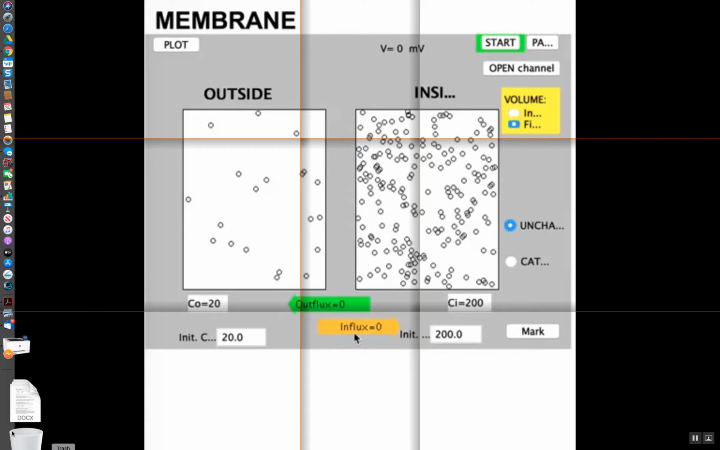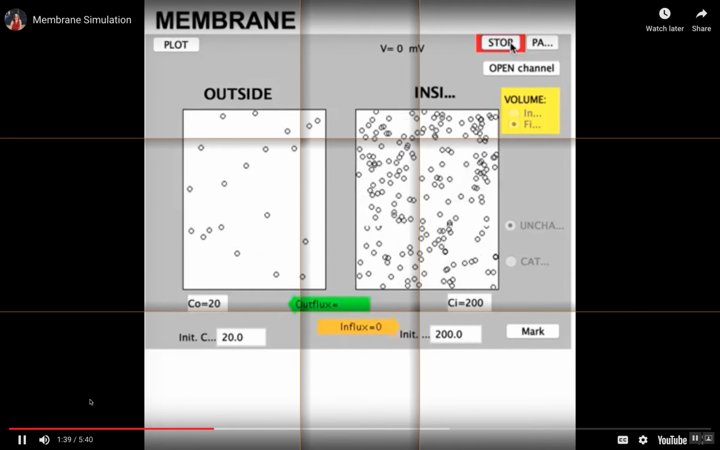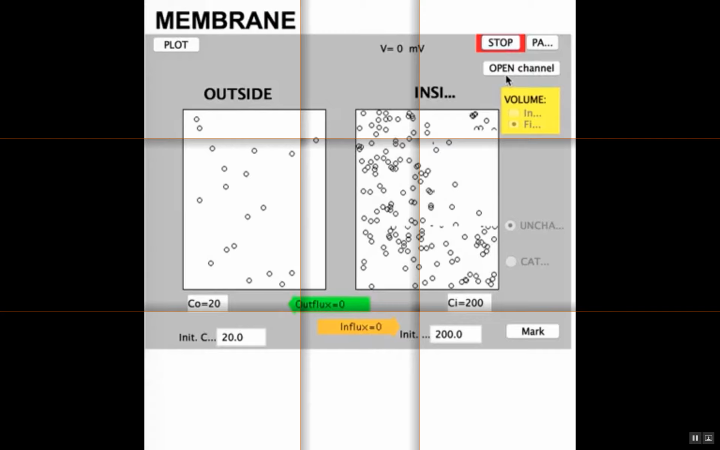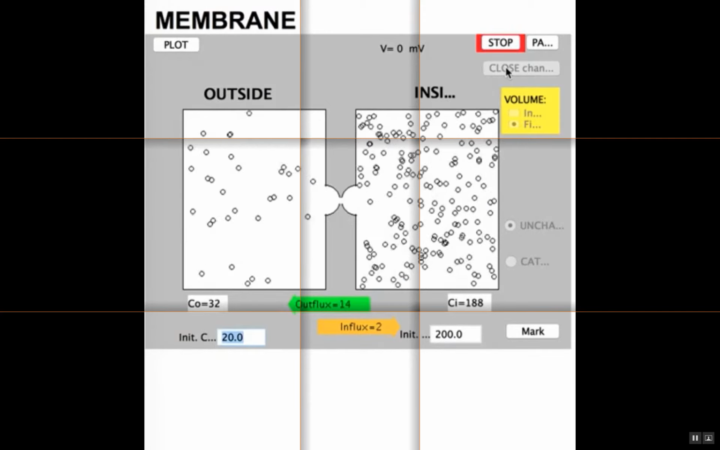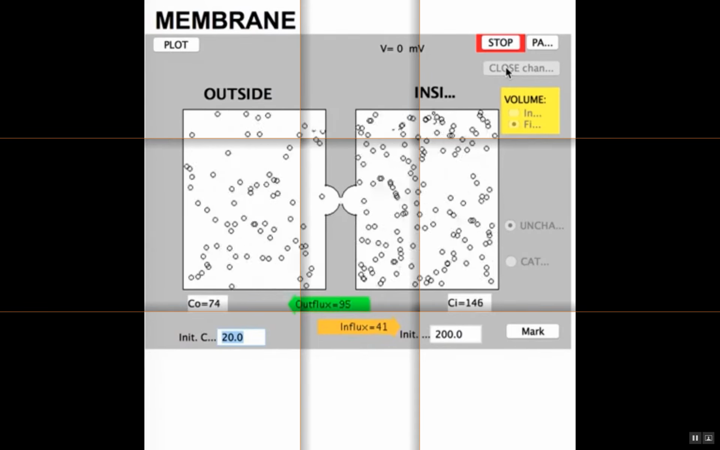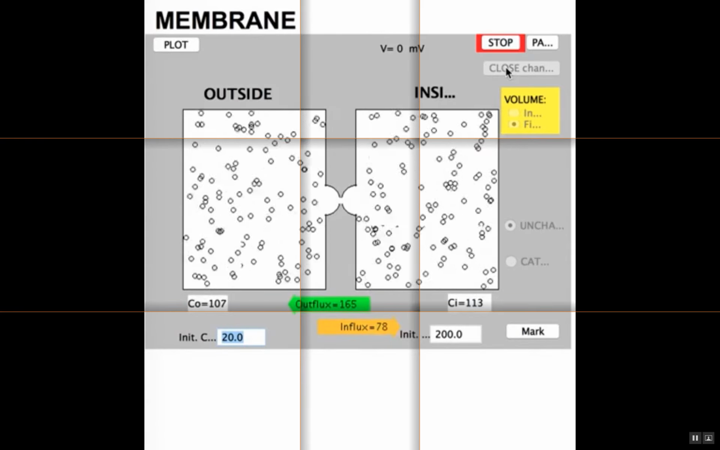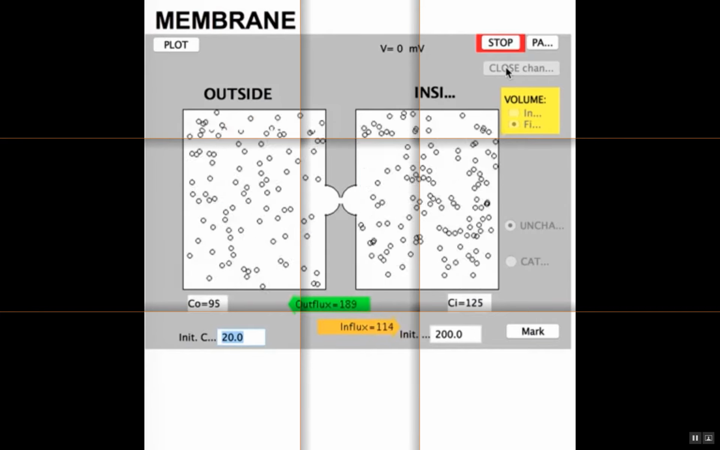When I open up this channel, you'll be able to see diffusion in real time of uncharged particles. Any questions so far? I just have to wait until it gets there. Okay, there it goes. I started the program, and then I opened up the channel. You can see in real time the outflux and the influx. It's going to bounce around until we reach diffusional equilibrium. Remember, these are uncharged particles.